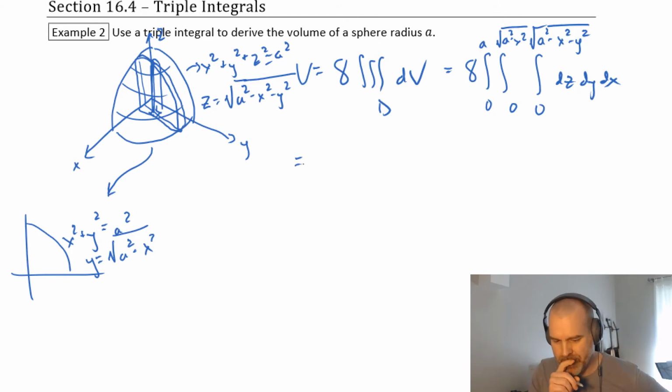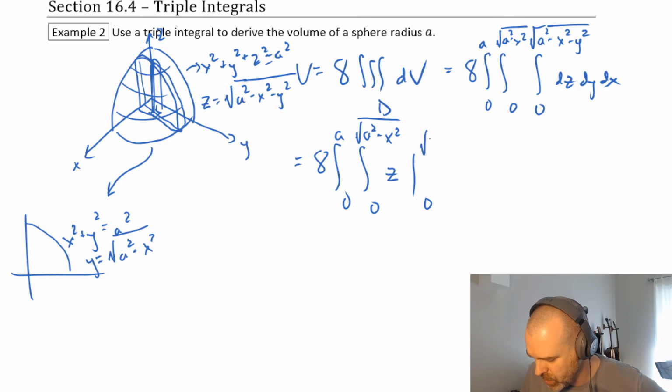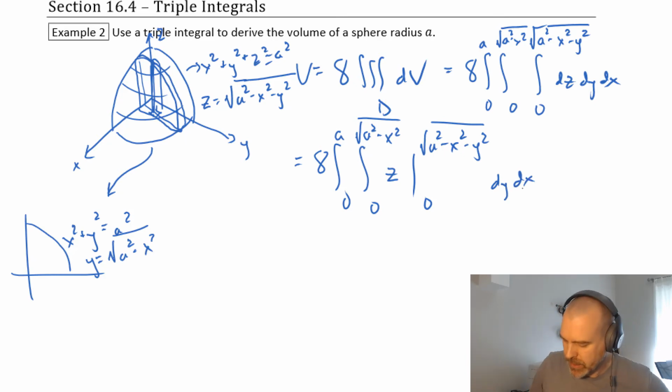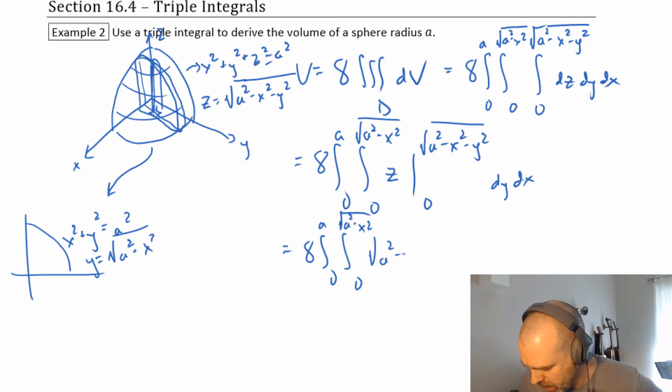Let's see. Well, let's integrate, let's do that first integral. 8 times the integral from 0 to a, 0 to square root of a squared minus x squared. The integral of dz will just be z from 0 to the square root of a squared minus x squared minus y squared. And that's dy dx. And so we'll plug in the upper limit, subtract 0. So all we'll have then is 8 times the integral from 0 to a, 0 to the square root of a squared minus x squared, of the square root of a squared minus x squared minus y squared. And that's dy dx.